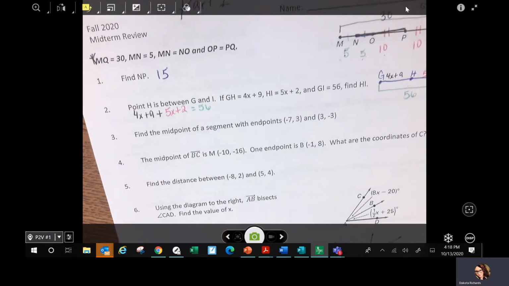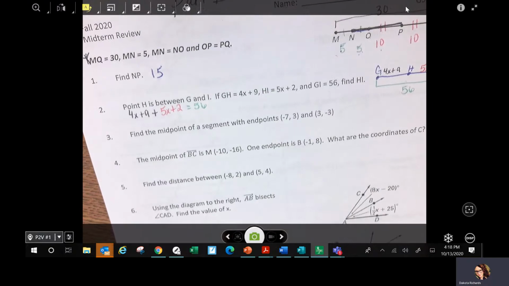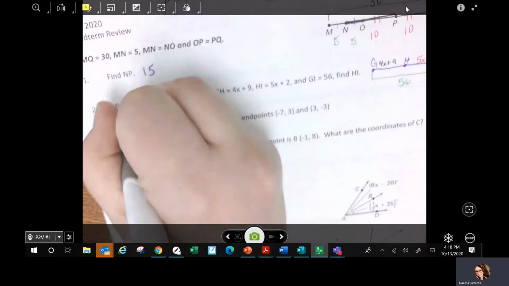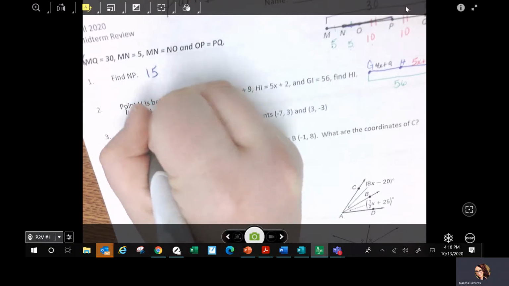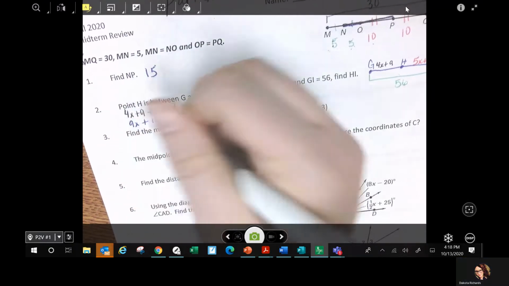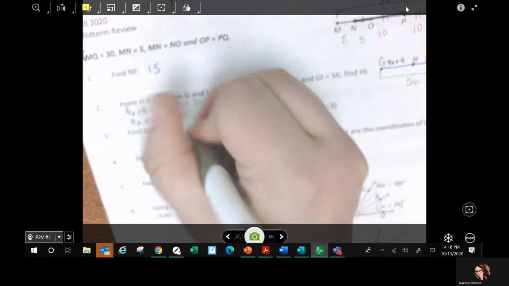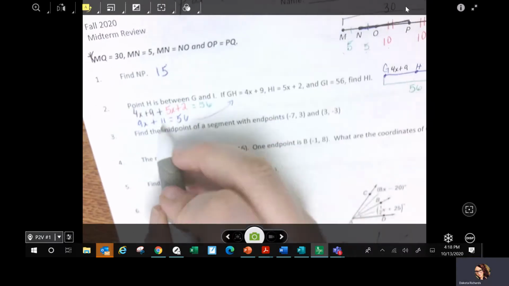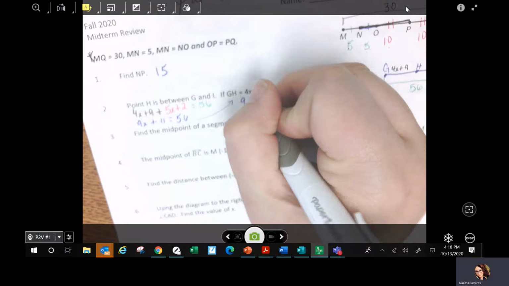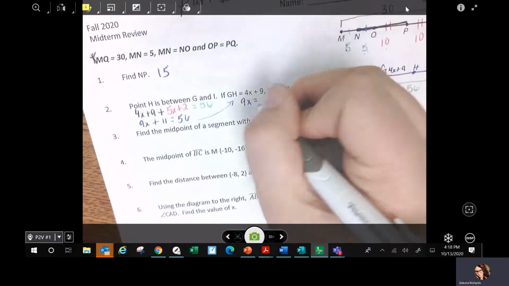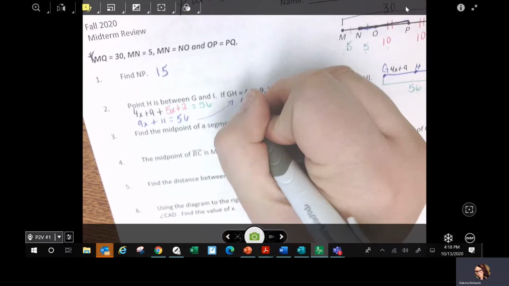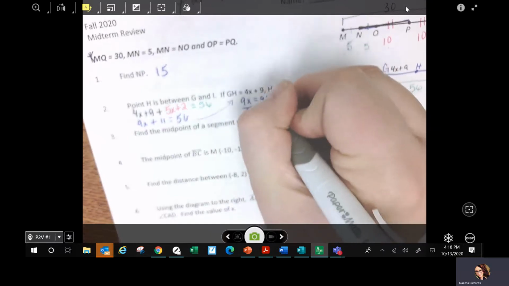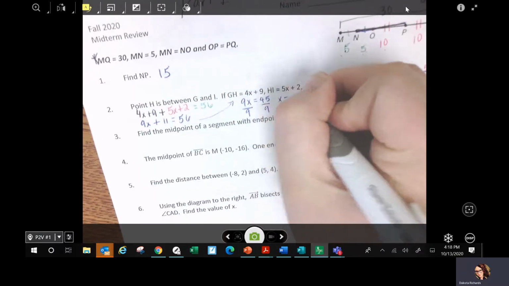Combine like terms, solve for x. 4x and 5x give you 9x. 9 and 2 added together gives you 11. Keep going. If you subtract 11 on both sides, you end up with 9x on the left, and then 56 minus 11 is 45. Divide by 9 on both sides. You get x equals 5.